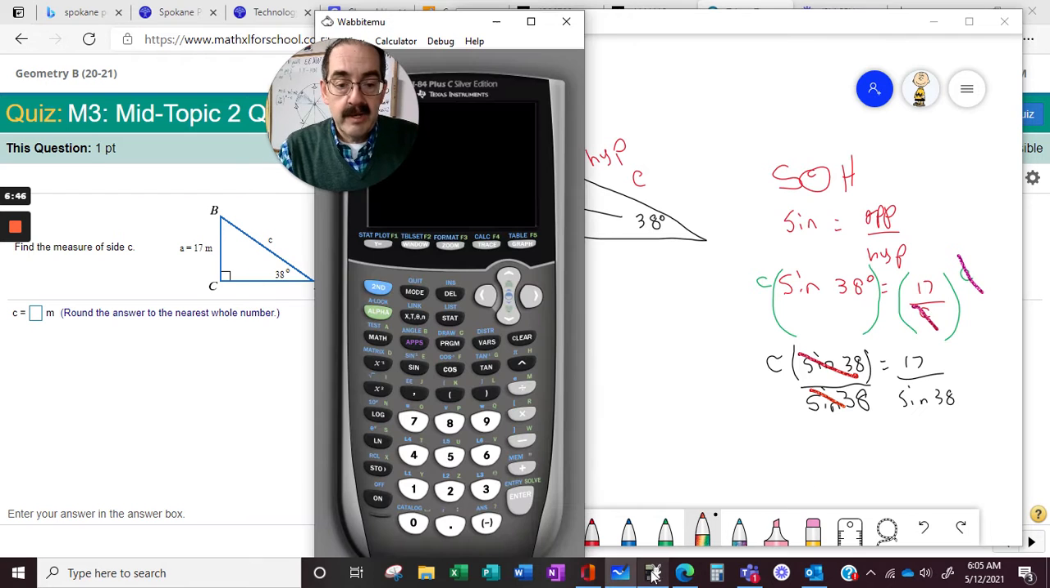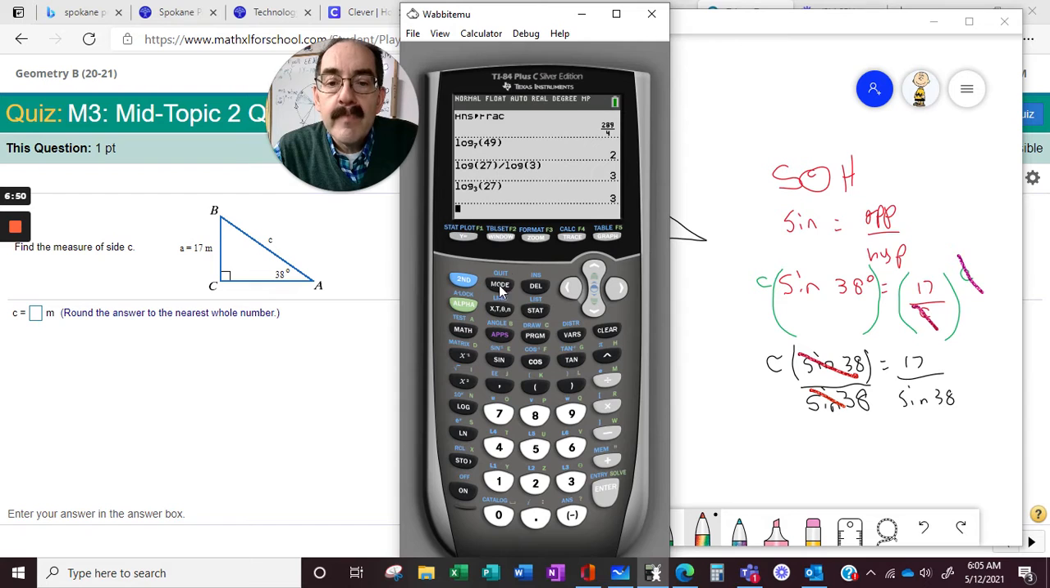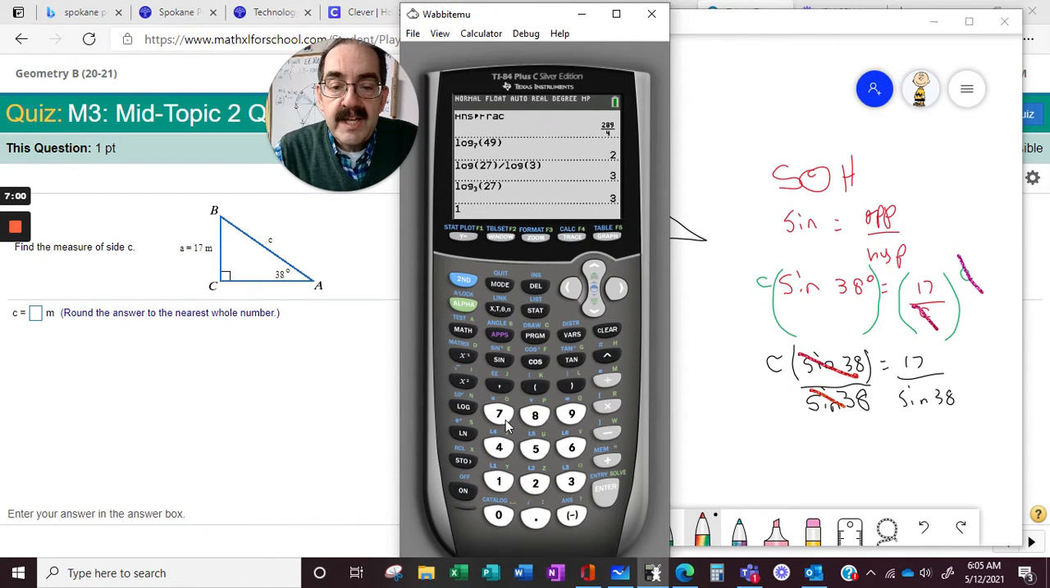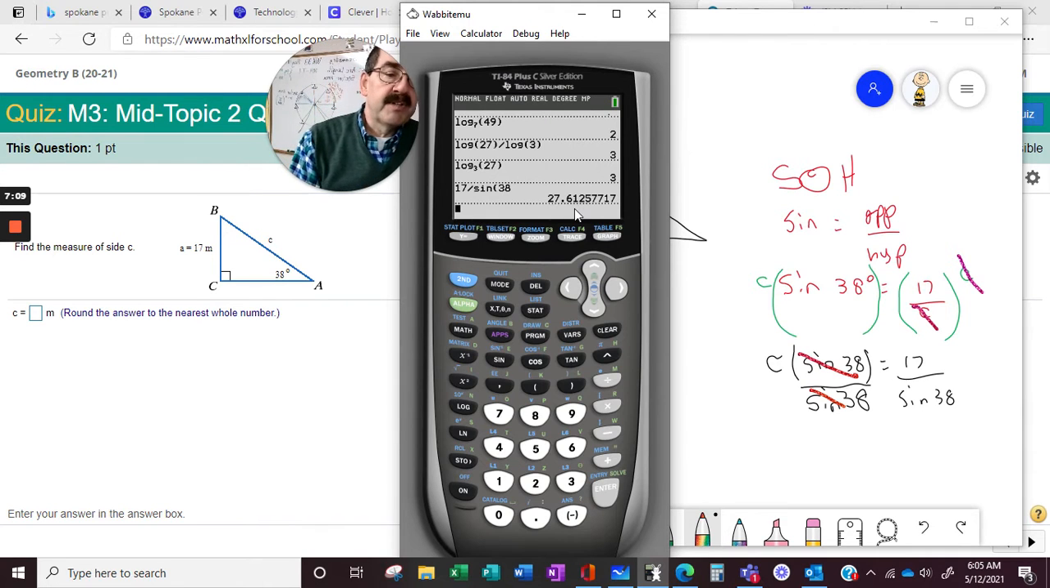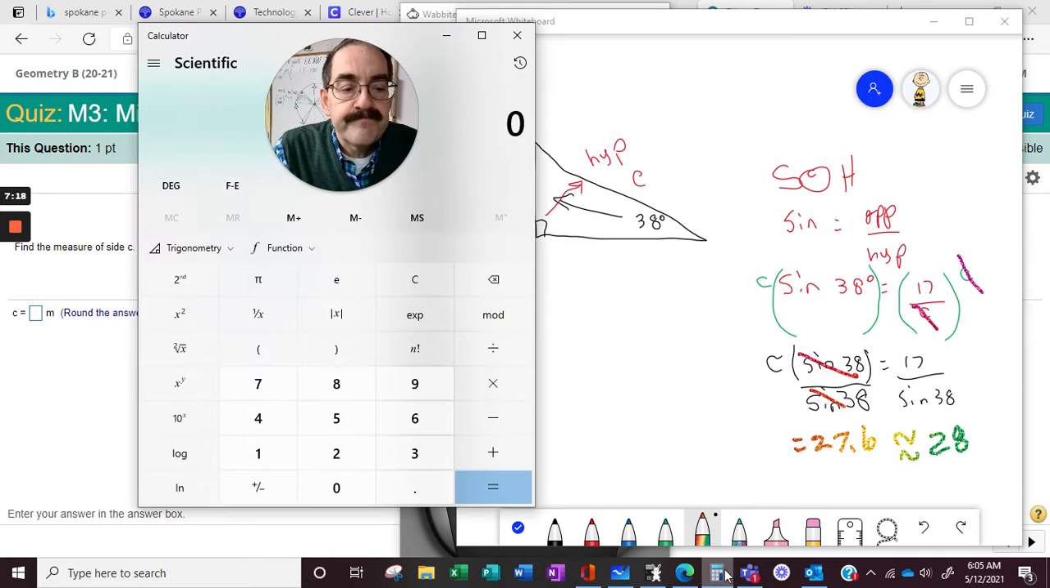So we'll just grab our calculator. Make sure you're always in degree mode. So when we click on, let's check. Yeah, it says degree, but we're going to hit mode. And it's in degrees, so we're happy. Second, quit. 17 divided by sine 38. Nearest whole number, 27.6, so it'd be 28. 27.6, round to 28. Let's say you don't have a fancy calculator.